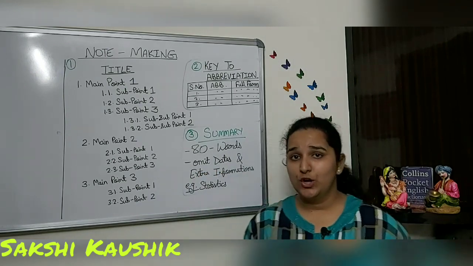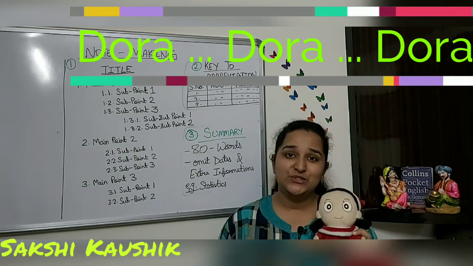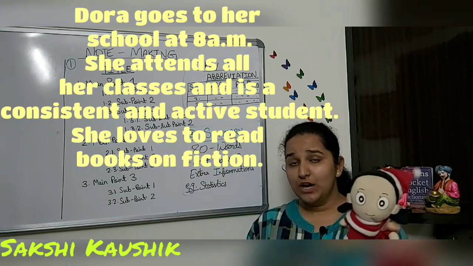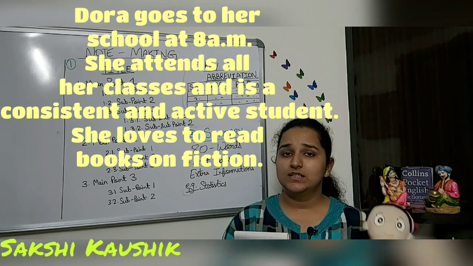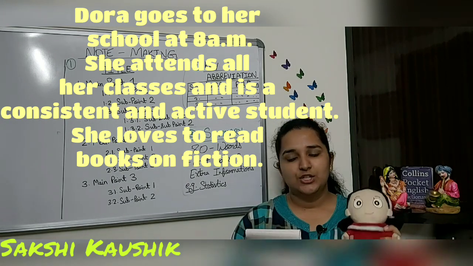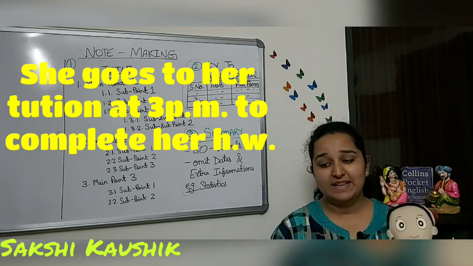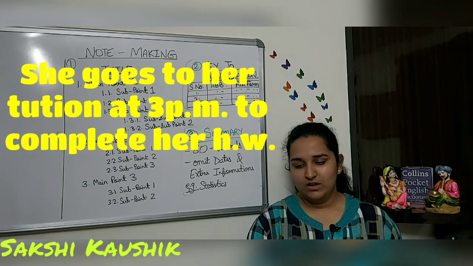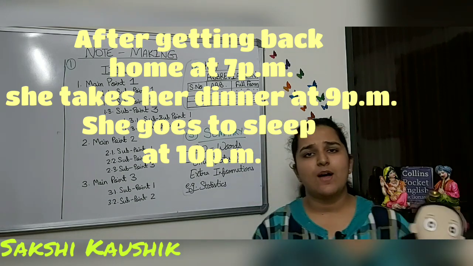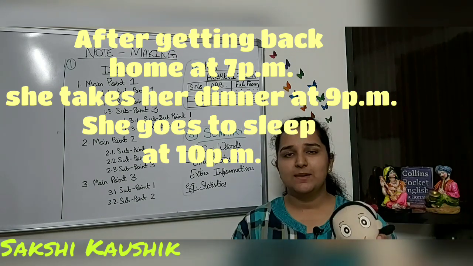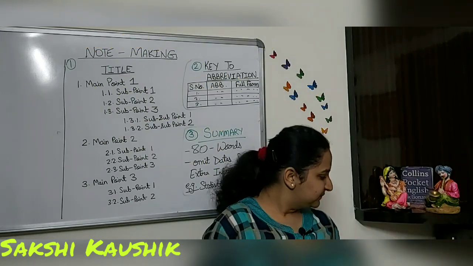So I want to introduce all of you to my friend Dora, and this paragraph is about this friend Dora. So let us get started. Dora goes to her school at 8 a.m. She attends all her classes and is a consistent and active student. She loves to read books on fiction. She goes to her tuition at 3 p.m. to complete her homework. After getting back home at 7 p.m., she takes her dinner at around 9 p.m. She goes to sleep at 10 p.m. So this was the story of this little Dora.